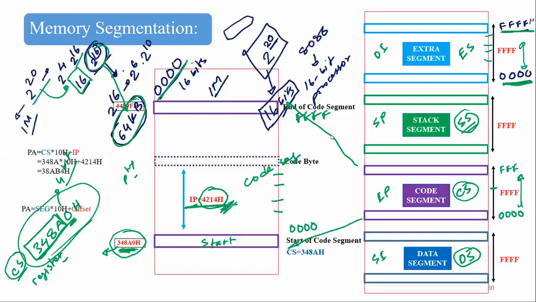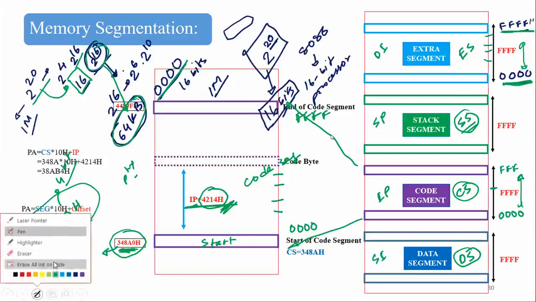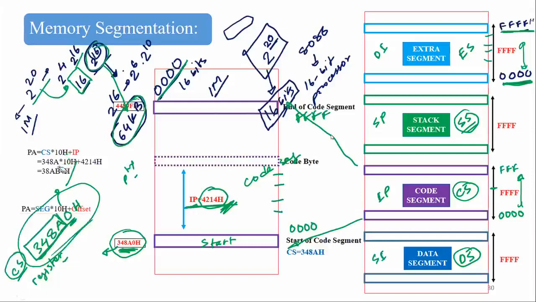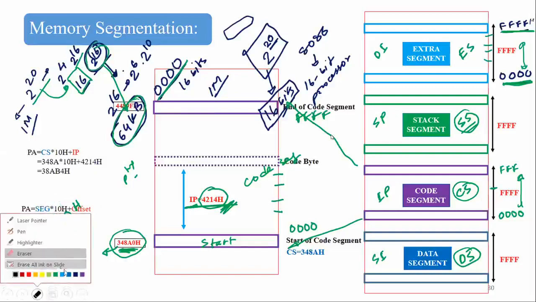See, the 16-bit processor does not know the entire physical address. The exact address will be 38AB4H on your left-hand side. Okay, the exact physical address. Your microprocessor does not know that. So what will it do? It will say that in the code segment, go to 4214H. That is what it can do.